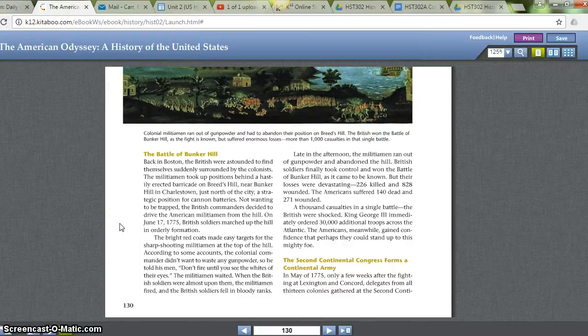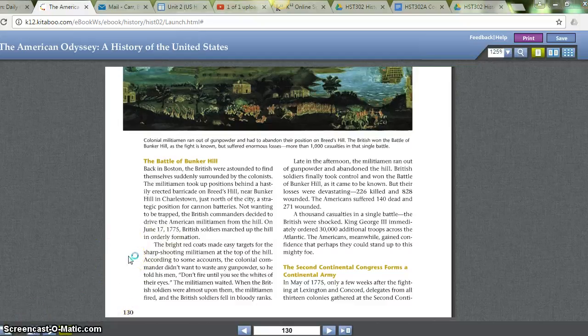On June 17, 1775, British soldiers marched up the hill in orderly formation. The bright red coats made easy targets for the sharpshooting militiamen at the top of the hill. According to some accounts, the colonial commander didn't want to waste any gunpowder, so he told his men, "Don't fire until you see the whites of their eyes." The militiamen waited. When the British soldiers were almost upon them, the militiamen fired, and the British soldiers fell in bloody ranks. Late in the afternoon, the militiamen ran out of gunpowder and abandoned the hill.